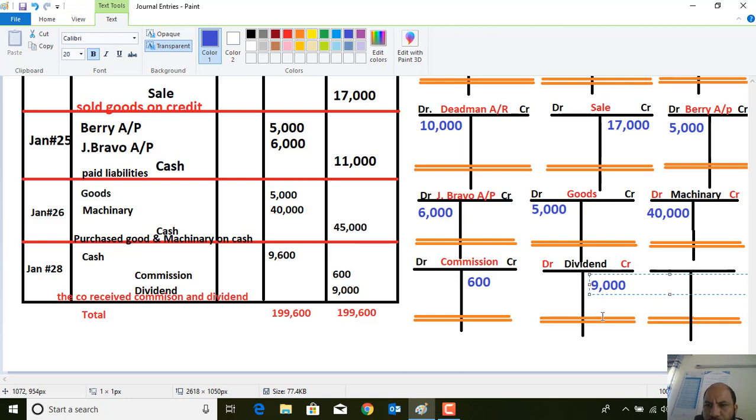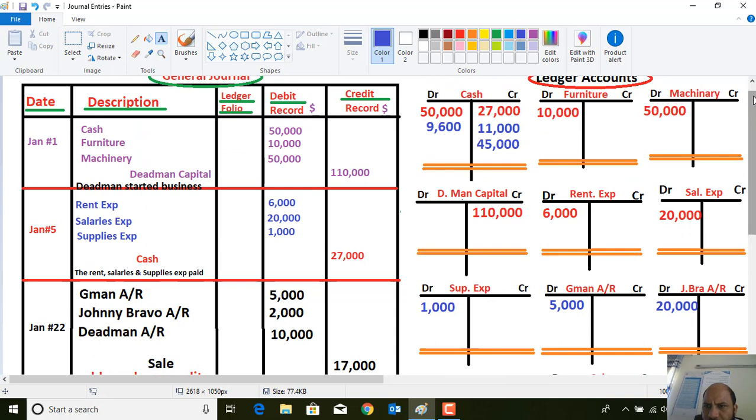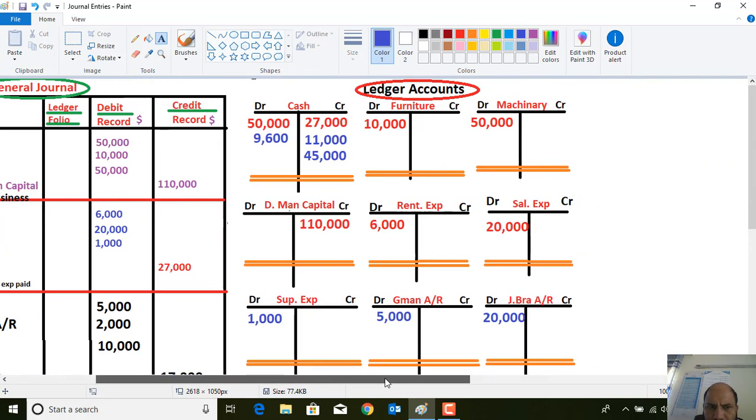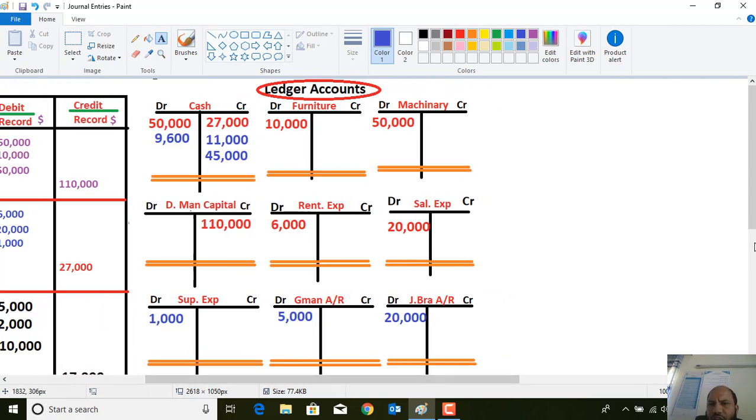Okay, good dear students, what you will do now? We have posted all of these transactions from general journal to ledger. Our next step is we will add the amounts of these accounts, the amount which is available at the debit and credit column of each ledger. This is the cash ledger, so we will add the amount which is available at the debit side, and also we will add the credit amount. Those amounts which are higher, we will write down at their own place under these two lines, and we will add the balance at that side which is having lack of the amount.